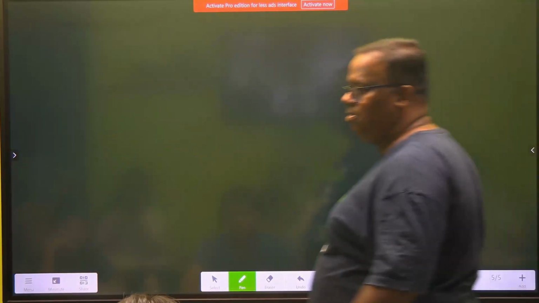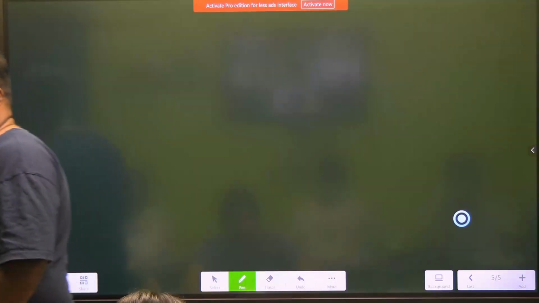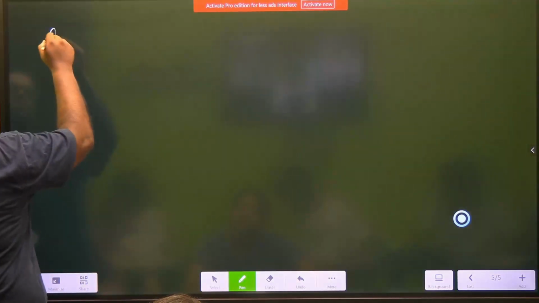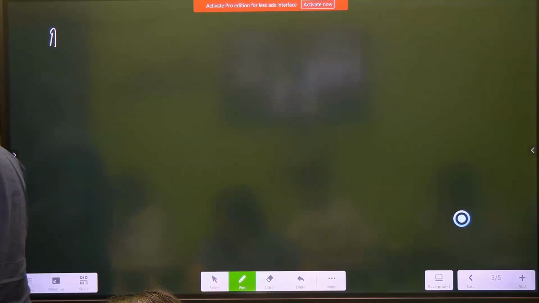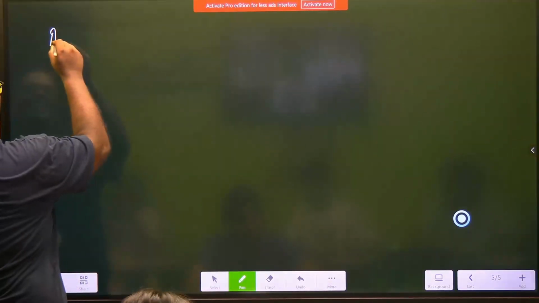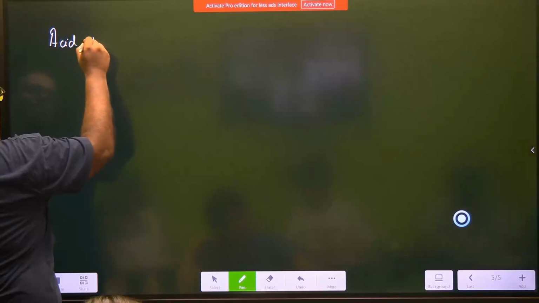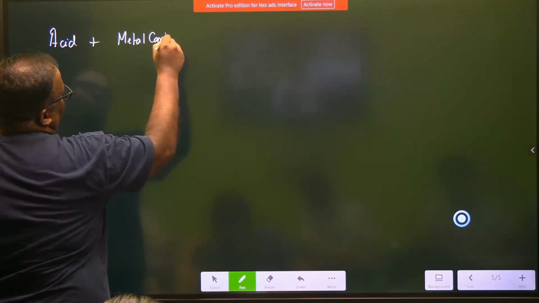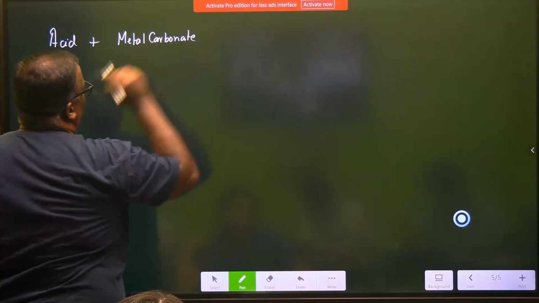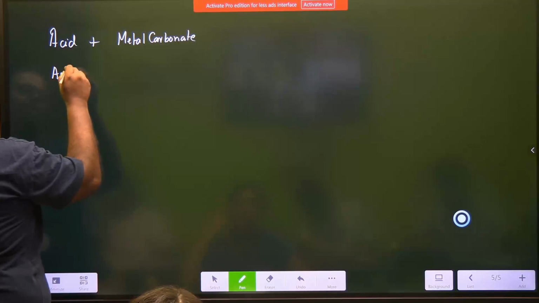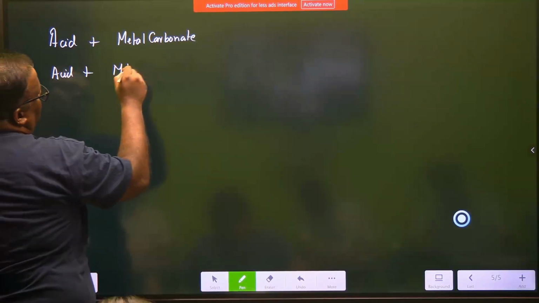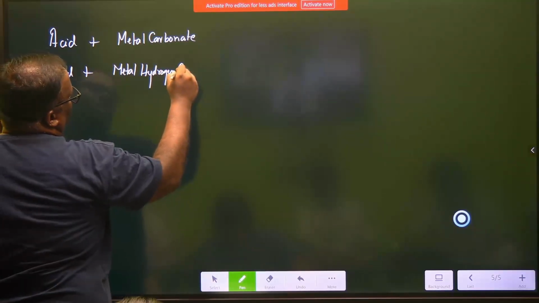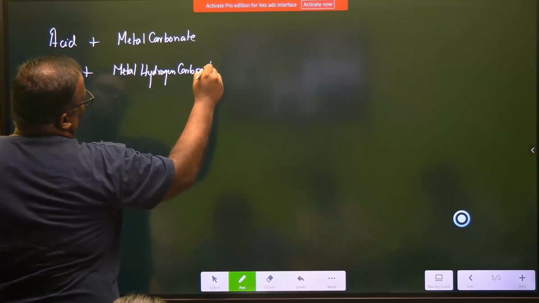Our next reaction will be acid with metal carbonate or metal hydrogen carbonate. Neil, using the same copy for physics and chemistry, or you brought a wrong copy today? Arey, chha gaya yaar. Acid plus metal carbonate. Another will be acid plus metal hydrogen carbonate. We'll learn everything detailed. Okay.